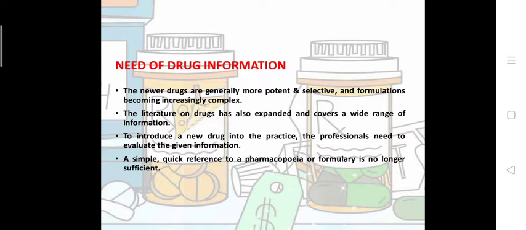Then a simple quick reference to a pharmacopoeia formula is no longer sufficient. If you're trying to see the pharmacopoeia, it is very big, and if you're trying to see the formula, you won't get that much sufficient and updated information.